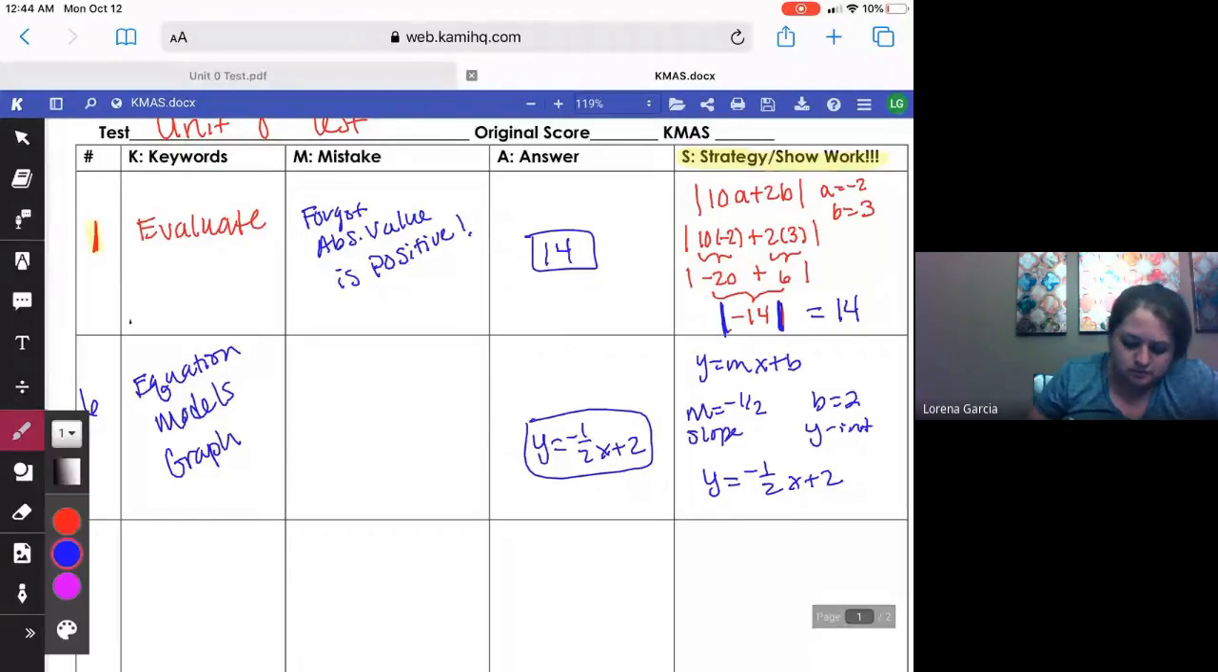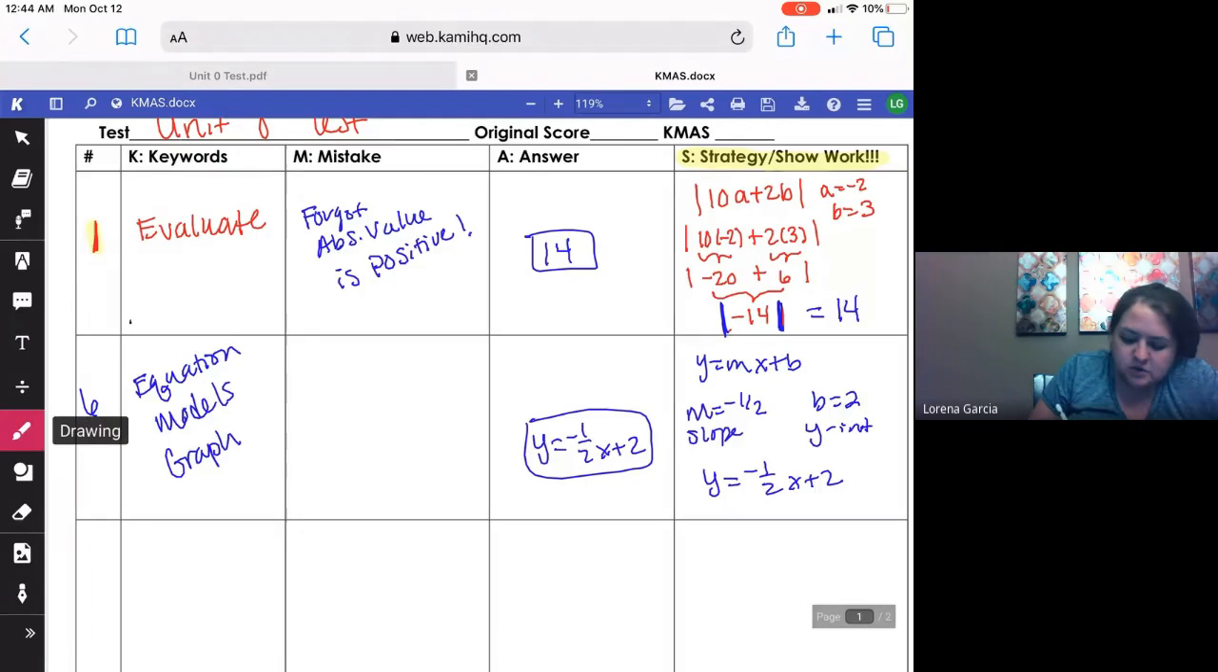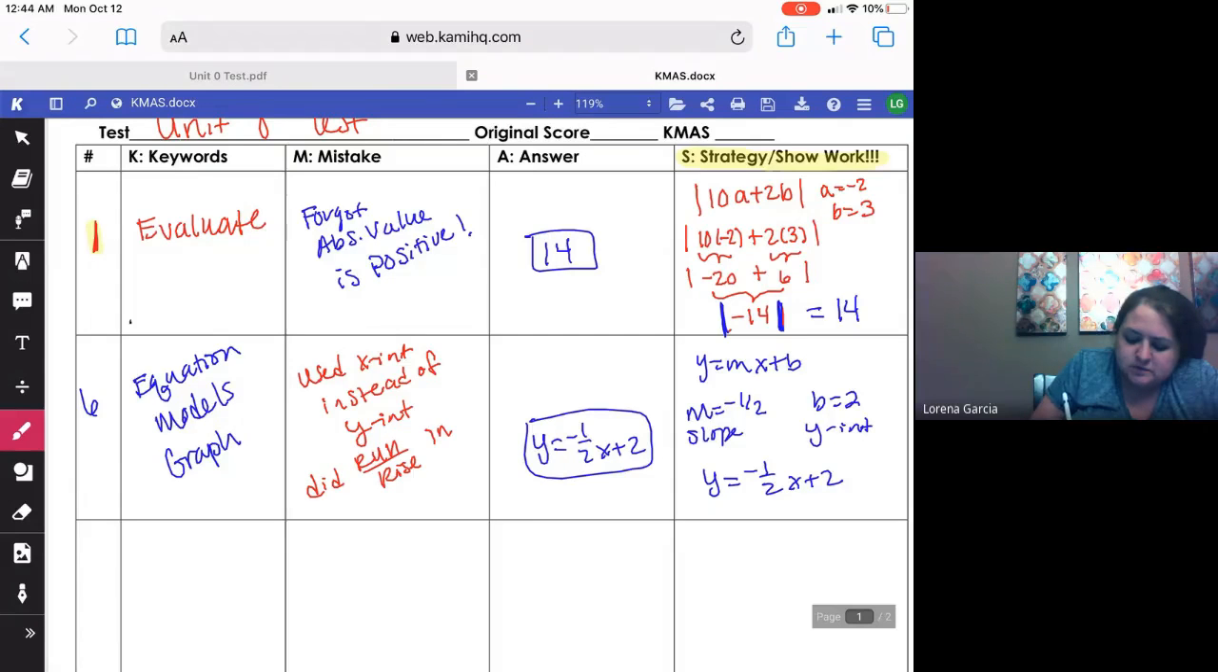So we're going to go to our KMAS and we're going to write down what our mistakes are so that we can correct them. Again, everyone's mistakes are different. So here, when you're answering this, you just put what you did wrong. So here it could have said used x-intercept instead of y-intercept and did run over rise instead of rise over run. So I'm not going to be super picky there, just in your own words. Tell me what you did wrong.